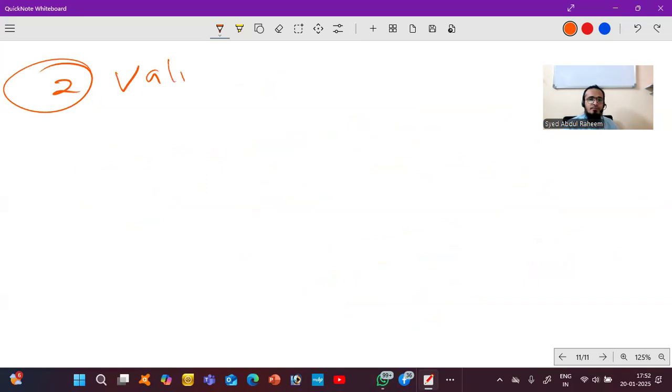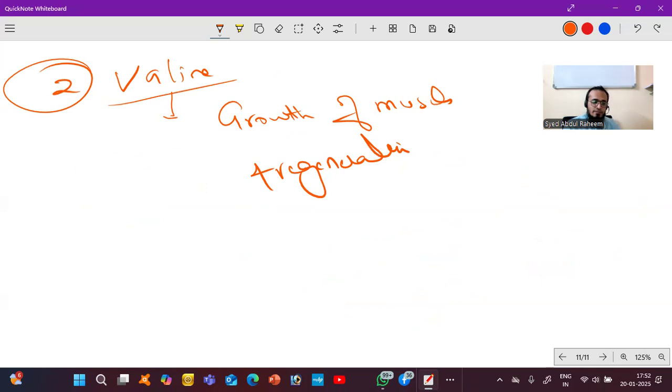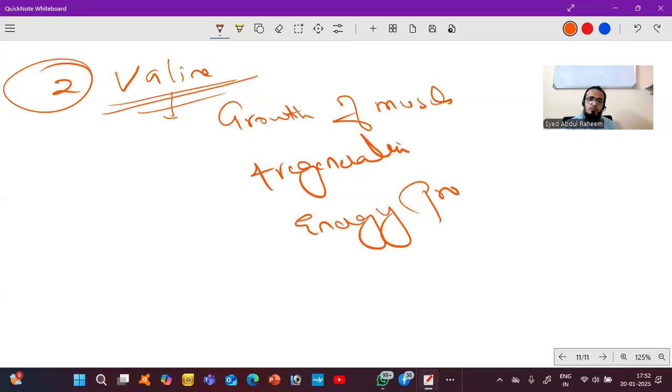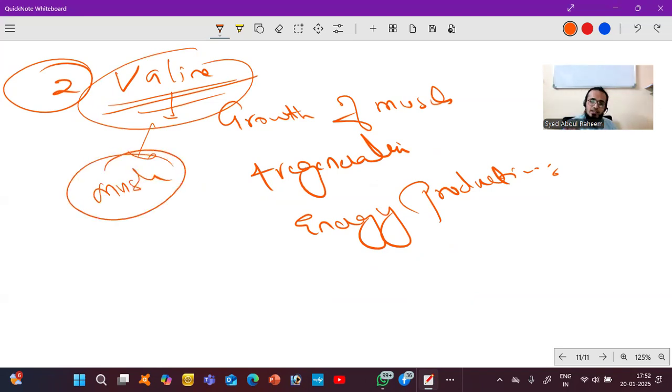Next, the second essential amino acid is valine. Why do we need valine? Valine is for growth of muscle and regeneration of muscle. If there is any muscle loss, it means valine is required in our body, as well as for energy production. So overall, valine is important for muscle health: to grow the muscle, to regenerate the muscle, to give energy to the muscle. So phenylalanine for neurotransmitters, valine for muscle growth.